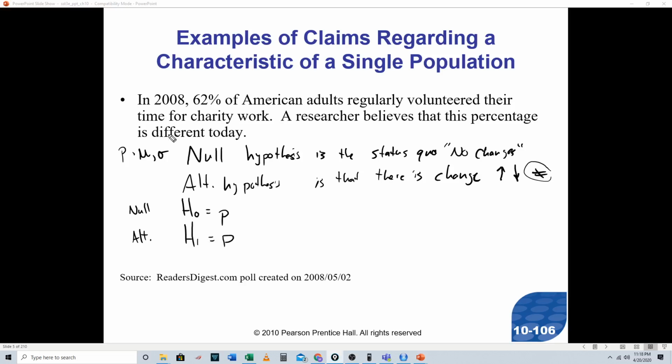Now, the status quo is that the proportion is 60%. What they believe is that it's different. These actually should be equal ones, not equal. Now, different means that it's no longer equal to 60%. So this is your null and alternative hypothesis. The status quo is that it stays the same. The alternative is that it's different. Let's look at the next one.